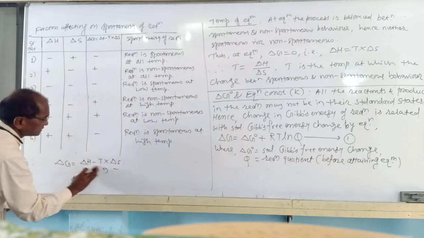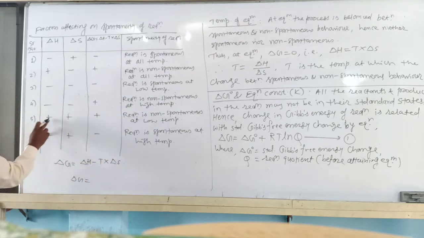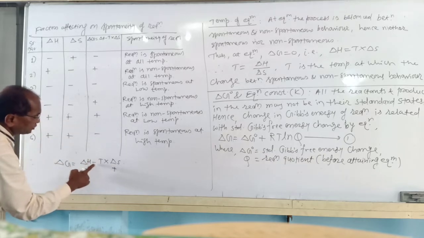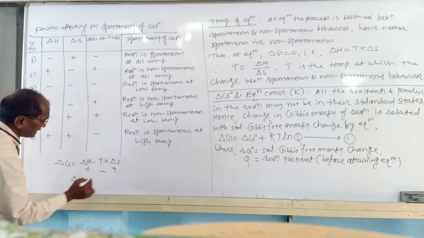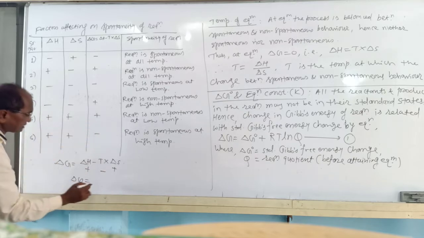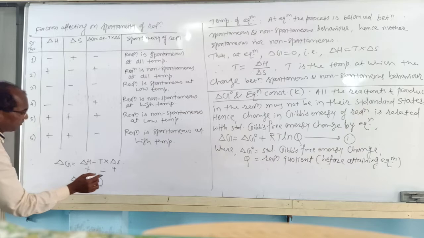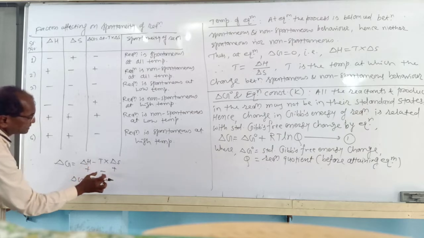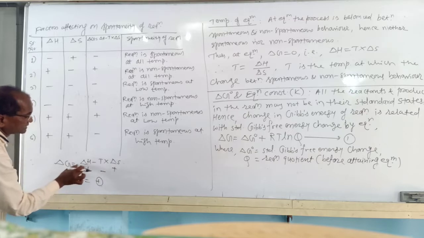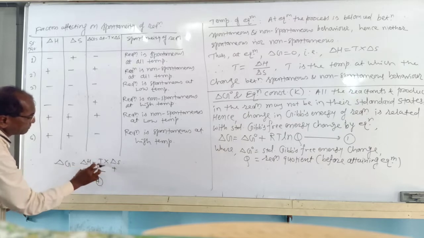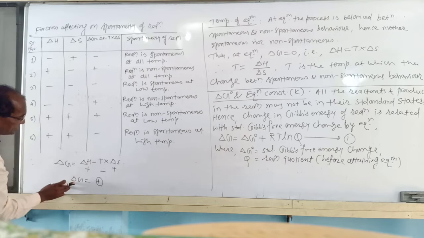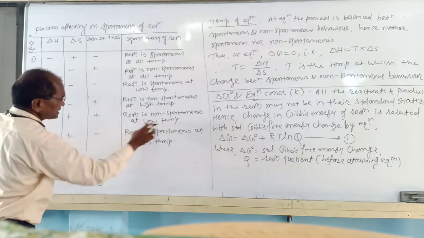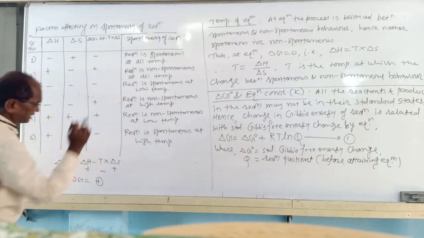Then fifth, ΔH is positive, ΔS is positive. Positive into negative is negative, and our answer is positive. When this answer is positive, this product must be less than ΔH. And this product is less when the temperature is lower. Therefore, ΔG is positive. The reaction is non-spontaneous at low temperature.